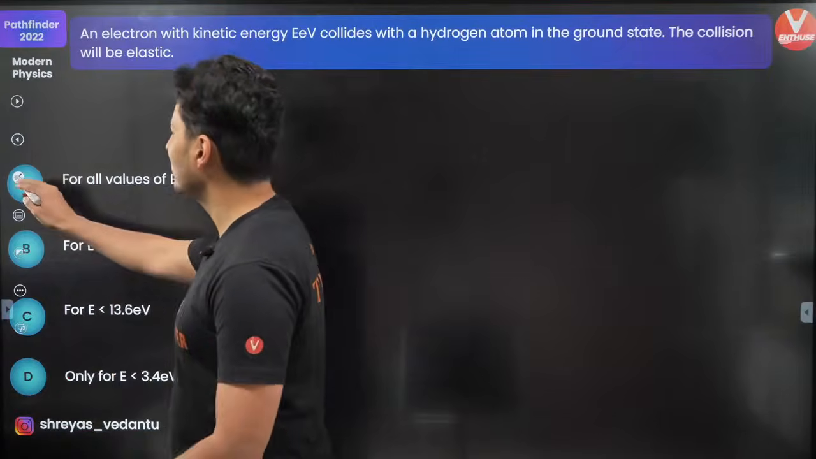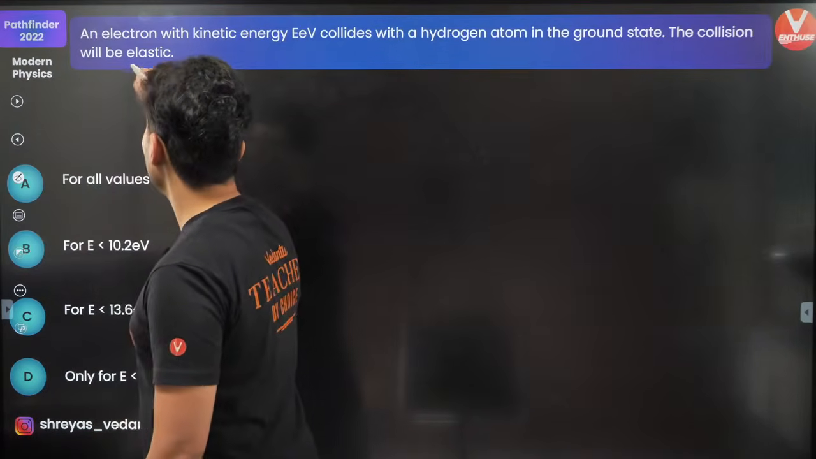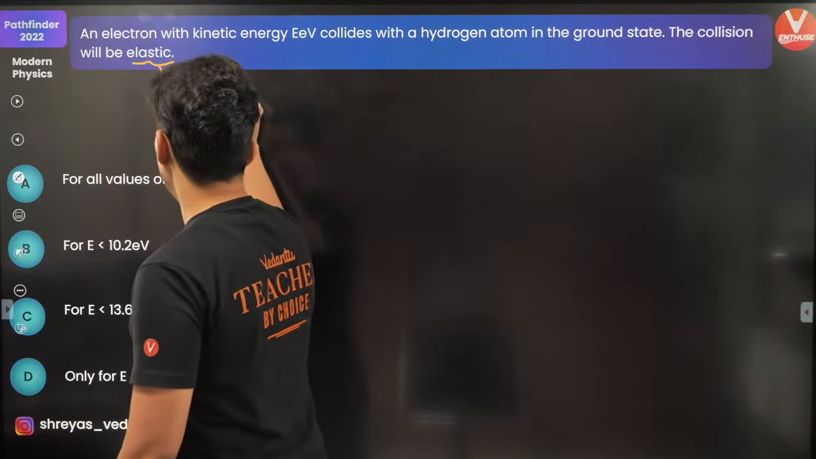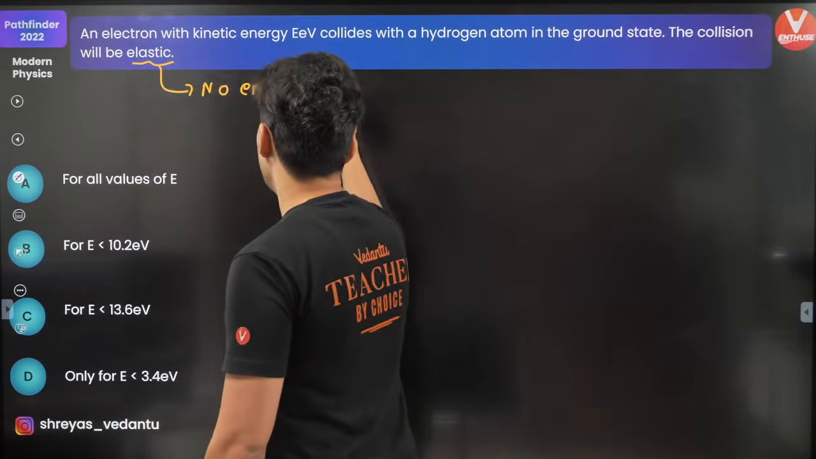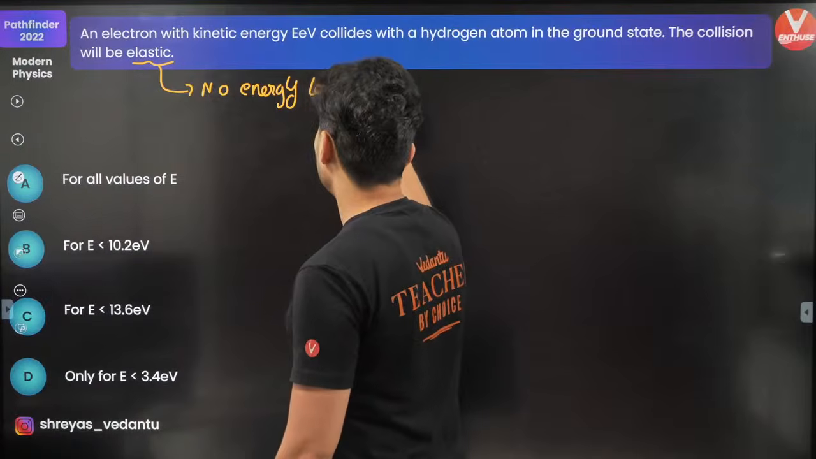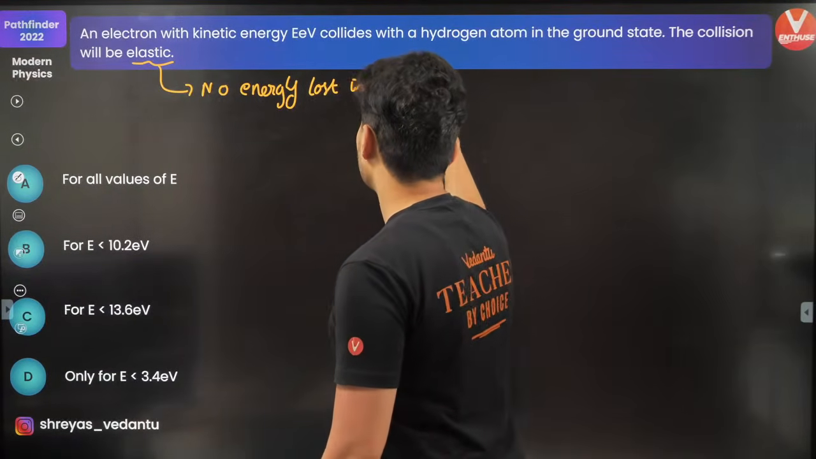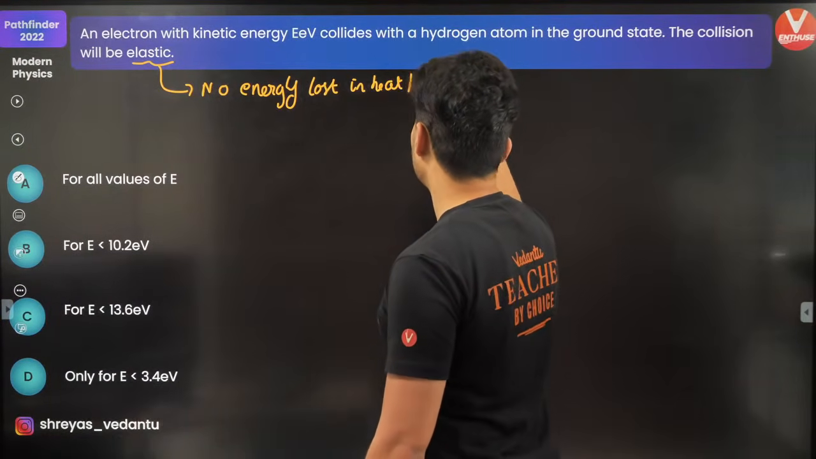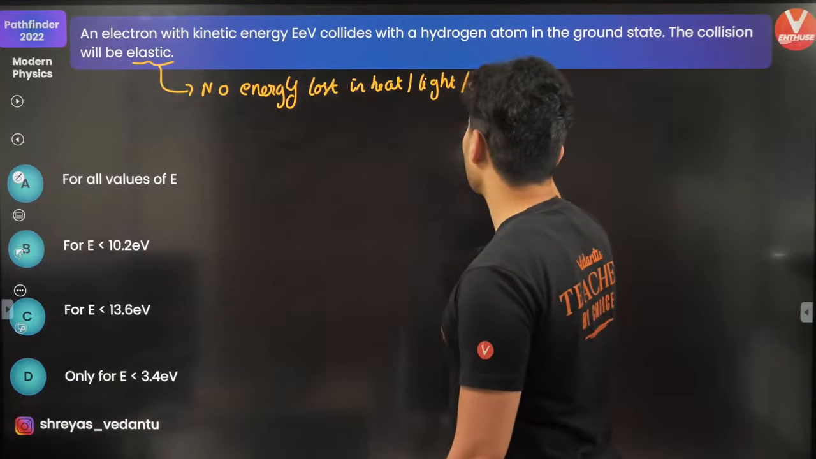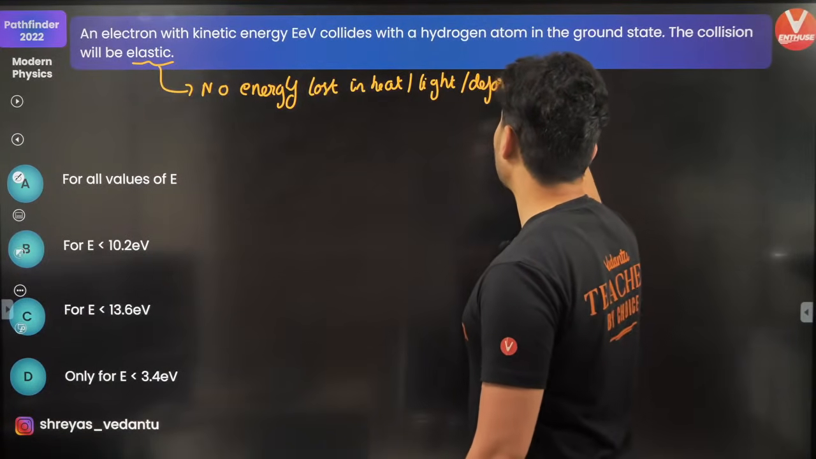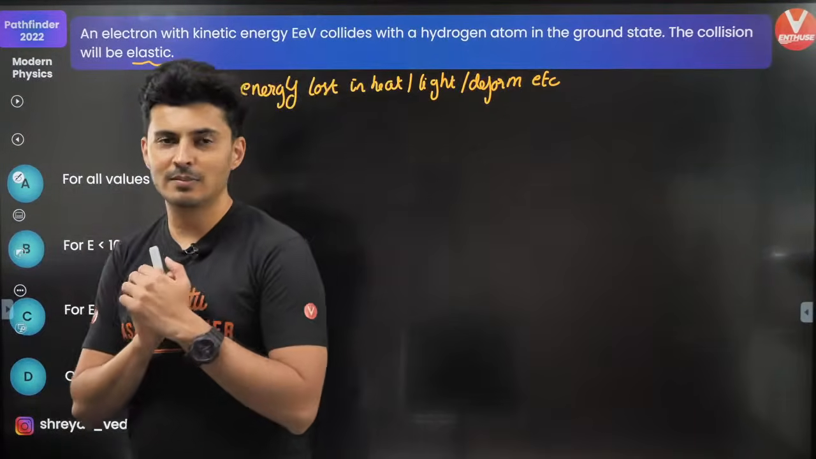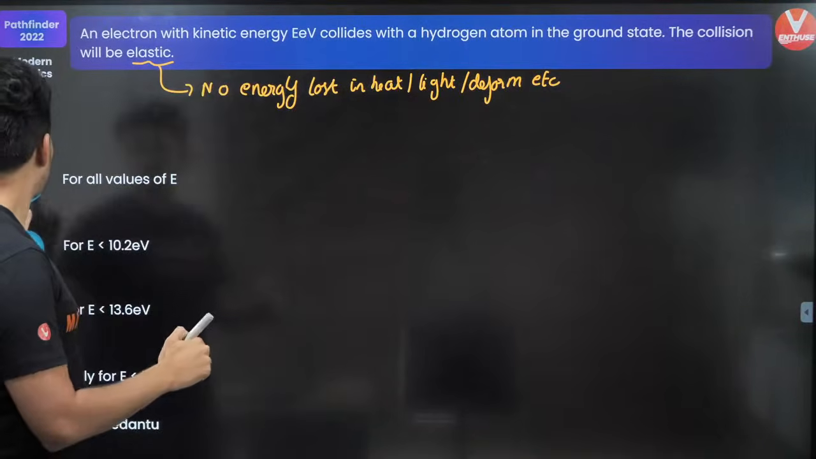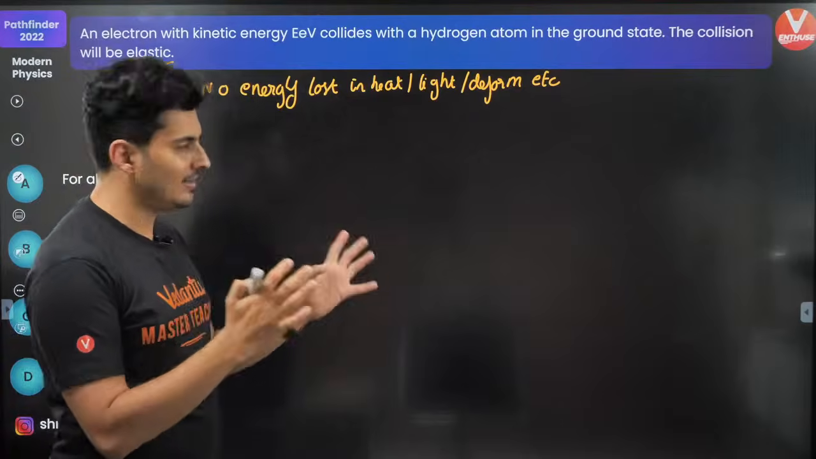Elastic collision. What is the meaning of elastic collision? The meaning of elastic is no energy lost in heat, light, deformation, etc. Right? So the kinetic energy before and after is conserved. Interesting. So let's try to picturize this.